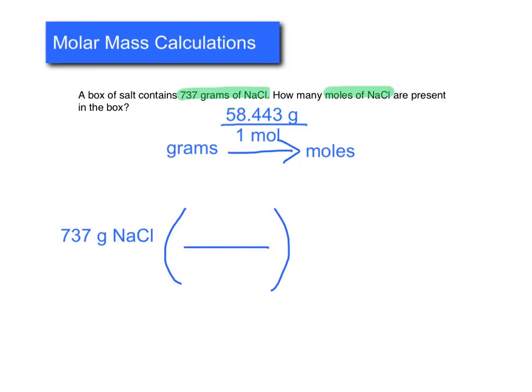And remember where we're going, we want to put in the top, and what we want to cancel out should go on the bottom. So we're starting with grams, so we want grams in the bottom. So we want 58.443 grams down here, and we want 1 mole in the top up here. All right, and when we multiply or divide that out, we get 12.6 moles of NaCl.